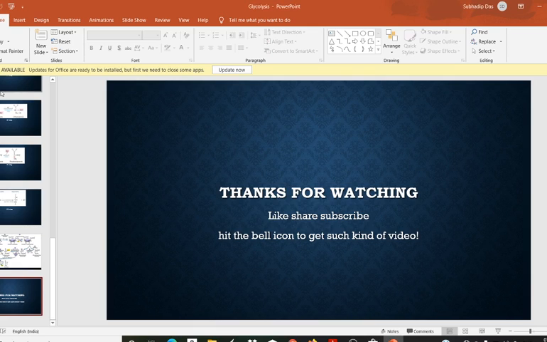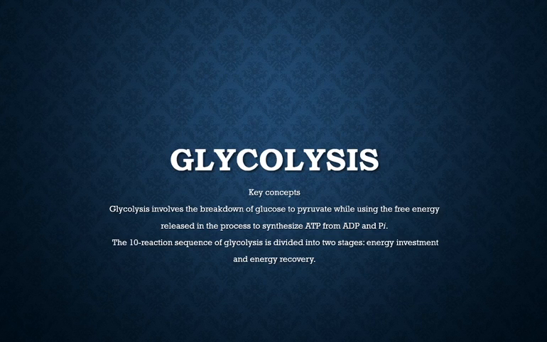In this video, I will discuss glycolysis. So let's start. Glycolysis involves the breakdown of glucose to pyruvate while using the free energy released in the process to synthesize ATP from ADP and inorganic phosphate. The 10 reaction sequences of glycolysis are divided into two stages. First is the energy investment step and another is the energy recovery step.